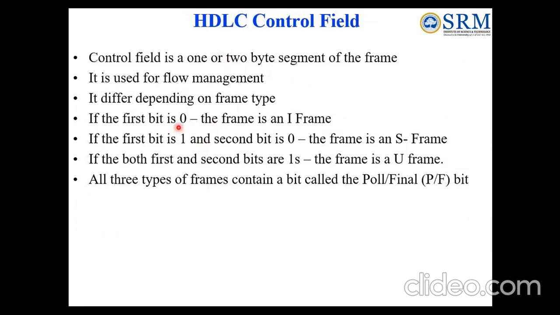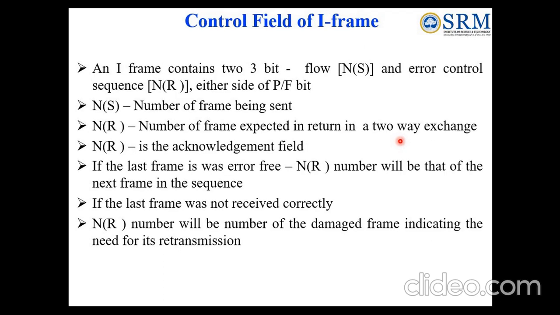If the first bit is 0, the frame is an I frame. If the first bit is 1 and the second bit is 0, that is 1, 0, it is an S frame. And if both the first and second bits are 1, that is 1, 1, it is a U frame. They also have poll and final.